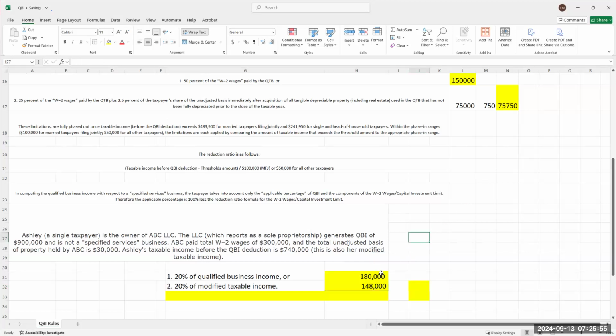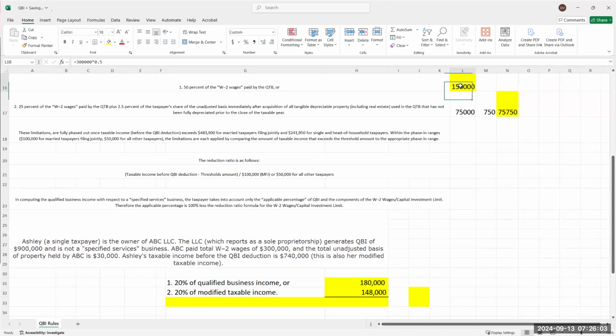So 20% of the qualified business income, right? But no more than the greater of the 150,000 or the 75,750. And then from there, it cannot be greater than 20% of the modified taxable income. So with this problem, again, there's a lot that's going on.